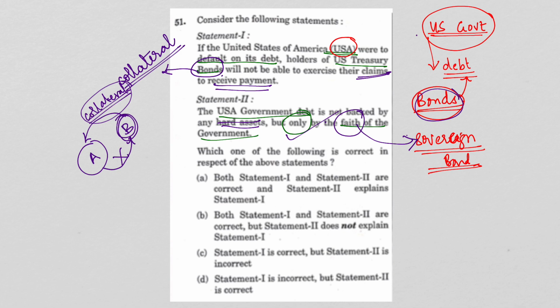It works on the basis of trust. And the second one gives you a correct explanation of the first one. When you read both the statements together, you get logic that both these work together. So the answer is A.